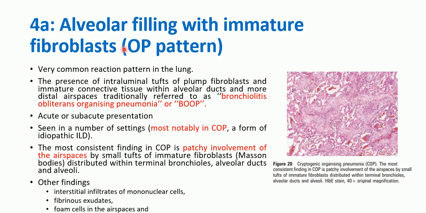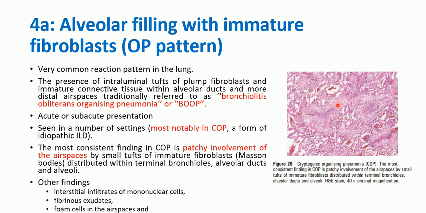The first, 4A subpattern, is the OP, organizing pneumonia pattern, in which there is organizing plump fibroblasts and immature connective tissue within the alveolar ducts. Initially it was known as BOOP, but now more commonly it is known as COP, which is cryptogenic organizing pneumonia. The patient presents acutely or subacutely, and the most consistent finding is patchy involvement of the air spaces by small tufts of immature fibroblasts, which are known as Masson bodies and which are distributed within terminal bronchioles. Other findings can include chronic inflammation, fibrin, prominent type 2 pneumocytes, and foam cells in the air spaces.